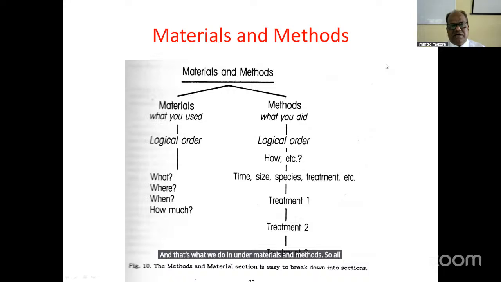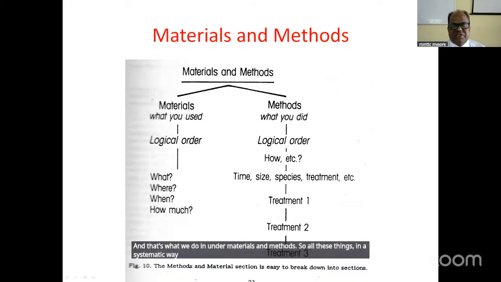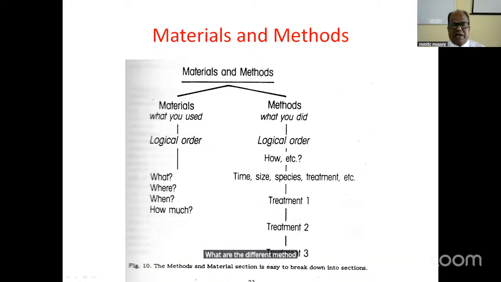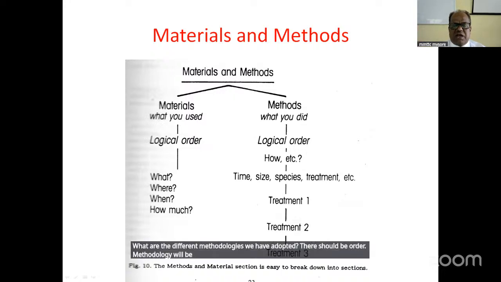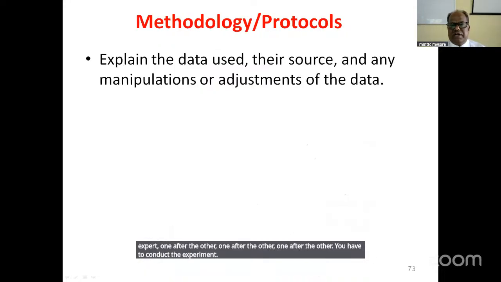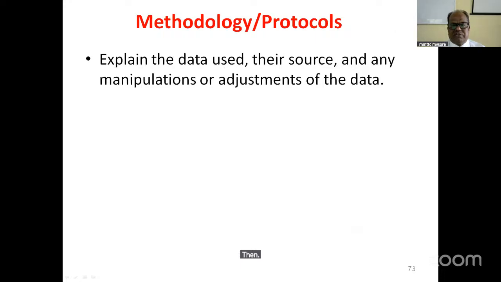So all these things are done in a systematic way: collection of sample, analysis of sample, and the different methodologies we have adopted. There should be order. The methodology will be the chronological order in which you conduct the experiment, one after the other, one after the other. Then methodology, protocols, okay.